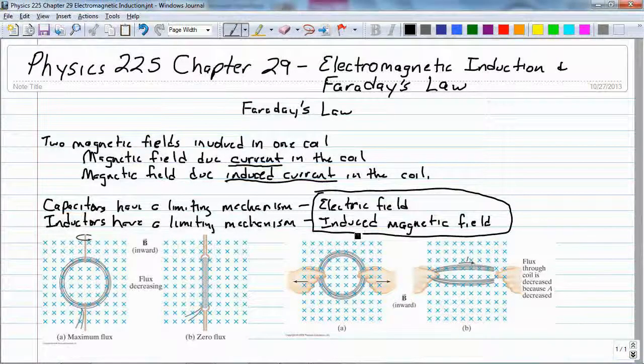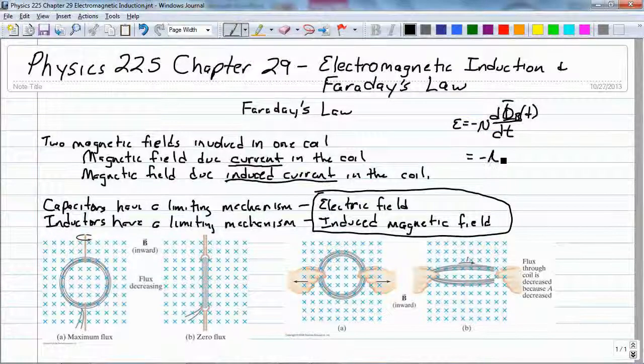Now, Faraday's law has an interesting way of looking at it. So I'm going to write it up here because I'm running out of space. So I'm going to write it again. E equals negative N times the derivative of magnetic flux with respect to t.